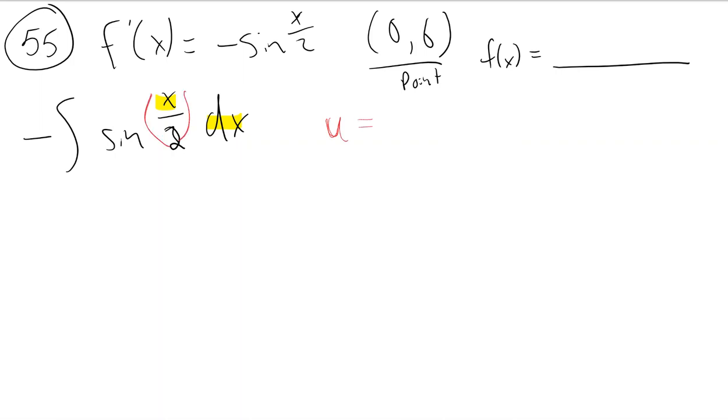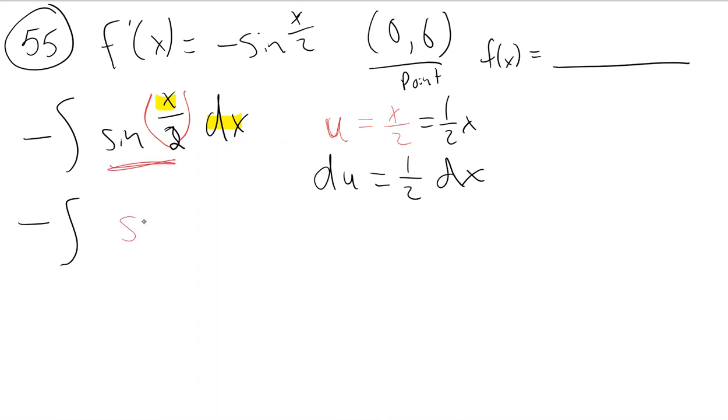So since this is sine of x over 2, I would try x over 2 as my first value of u, which would make du be 1/2. Think of this as 1/2 times x. So 1/2 dx. And I need to make some substitutions here because I can call this stuff sine of u, but du is not equal to dx.